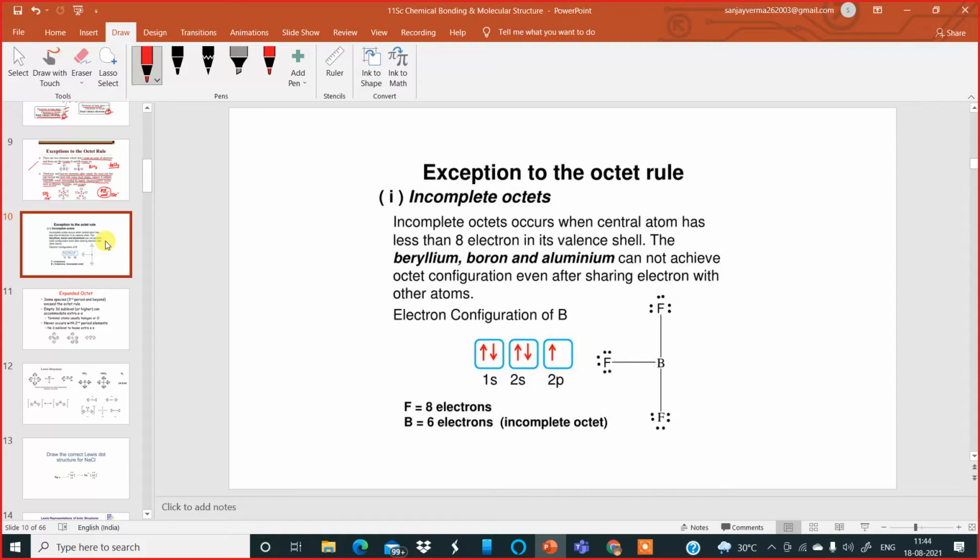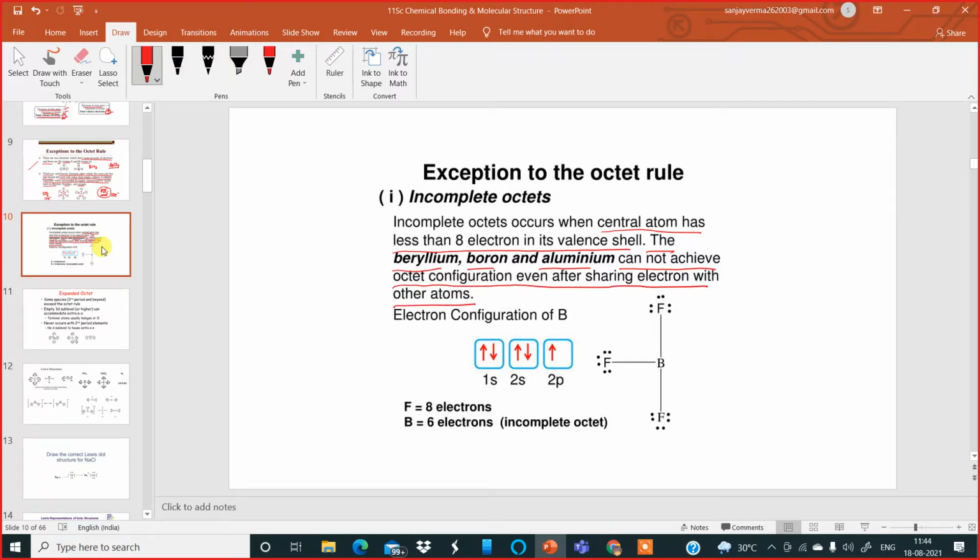Now, moving to the next slide, incomplete octet. When I was talking about boron trifluoride, incomplete octet. Incomplete octets occur when the central atom has less than 8 electrons in its valence shell. Beryllium, boron and aluminum cannot achieve an octet configuration even after sharing electrons with other atoms.